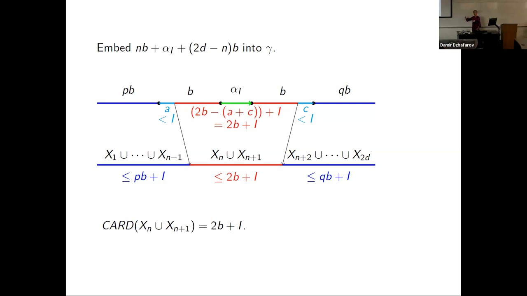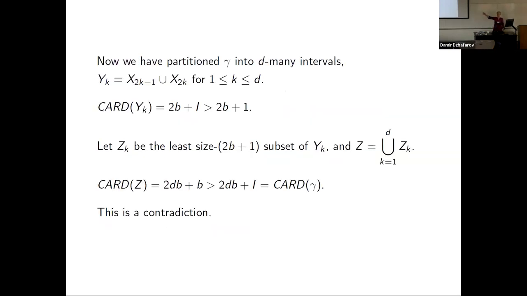Okay, so we've taken our gamma, which is supposed to be an upper bound for our sequence, of size exactly 2db plus I. We've broken it up into 2d many intervals, and any two adjacent intervals' union has size 2b plus I. Well, now we can just clump them together, take the first two and the second two and the third two, et cetera. And now we have d many intervals, every single one of them has size 2d plus I. Well, there are more than I many of them.